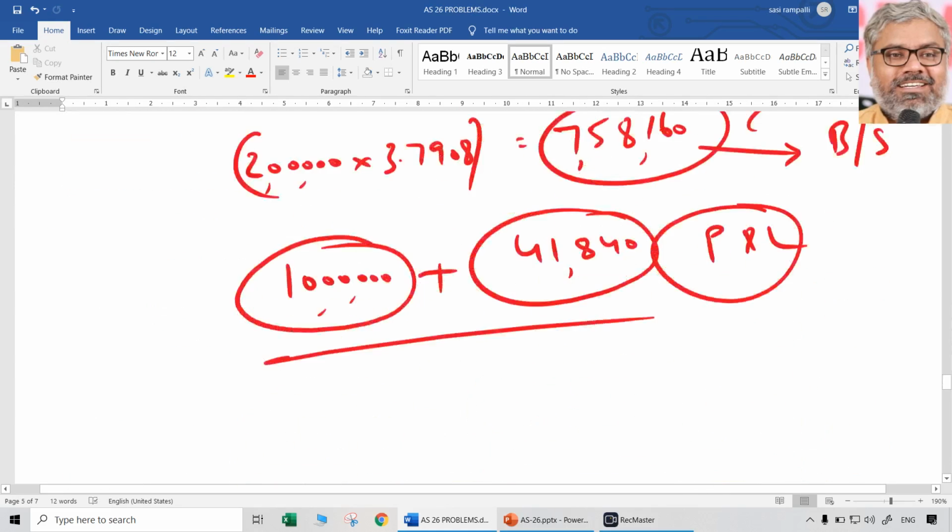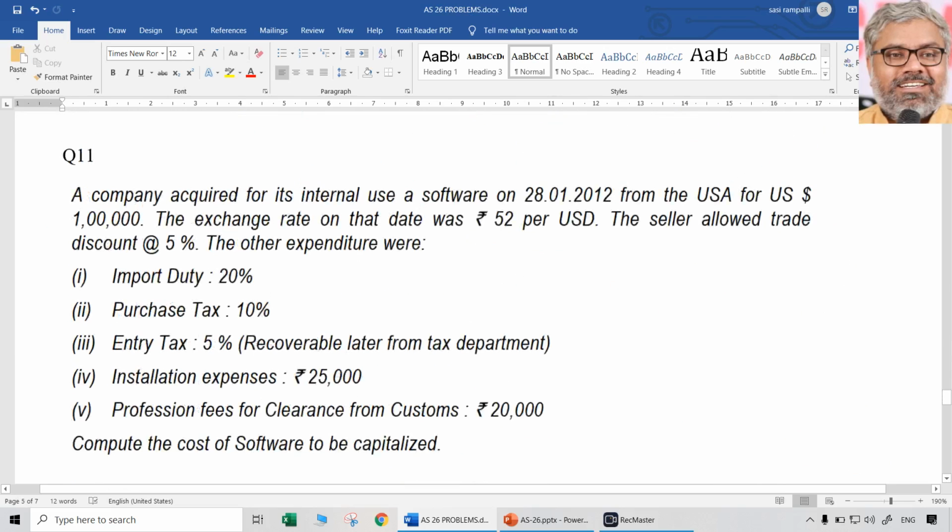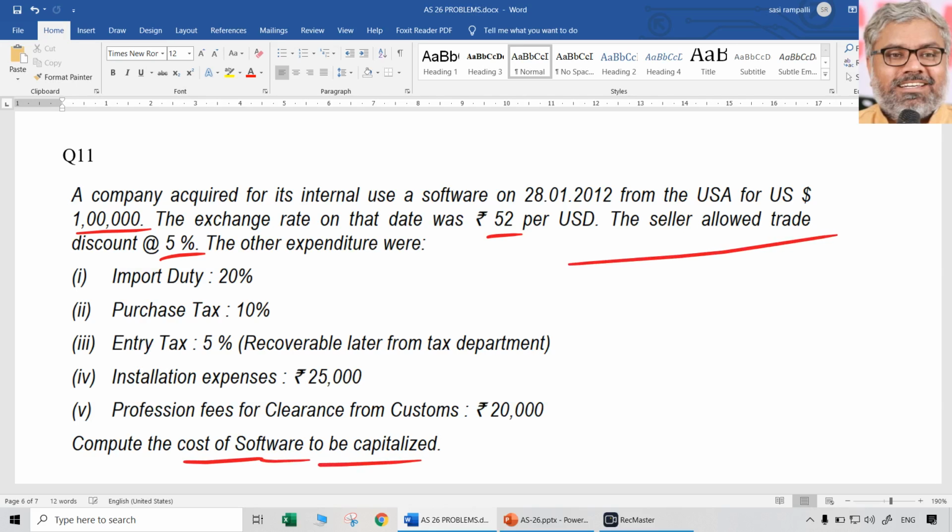That was question number 10. Then question number 11, once again, is a cost of intangible asset type question. The company acquired for its internal use a software on 28th of January 2012 from USA for US dollars 1 lakh. Exchange rate on that date was 52 rupees per dollar. Seller allowed trade discount of 5% and other expenditure is given as this. Compute the cost of the software to be capitalized. Once again, there should be a statement and then you have to just find out each of the items.